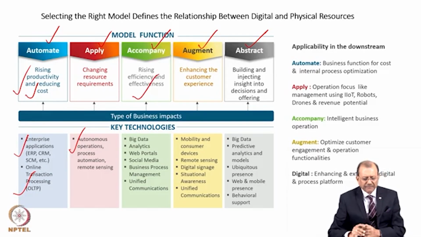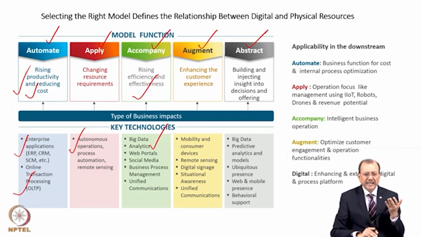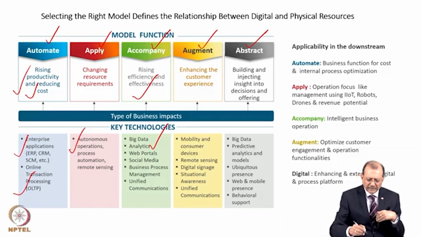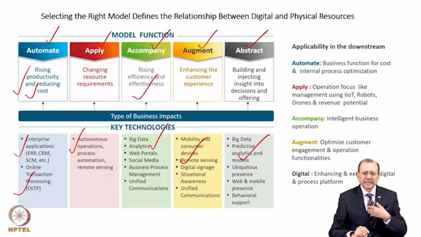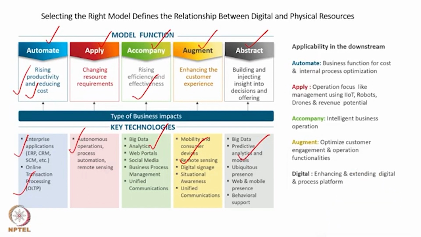Third model is rising efficiency and effectiveness. That is one of the things which is required in most of the industries. Rising efficiency and effectiveness, which are the enabling technologies for that? Some of these technologies were being used at the time, but now we will see the revised list. Augment is another, enhancing customer experience, which I already discussed in the previous slide. And then abstract. This is again a very important thing which we discussed, that is how you create the insight for decisions. So Gartner says that these are the 5 categories of benefit or objective. One should try to look into that when they are trying to apply the technologies, digital technologies.